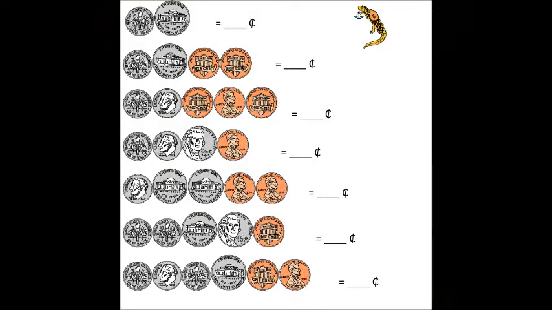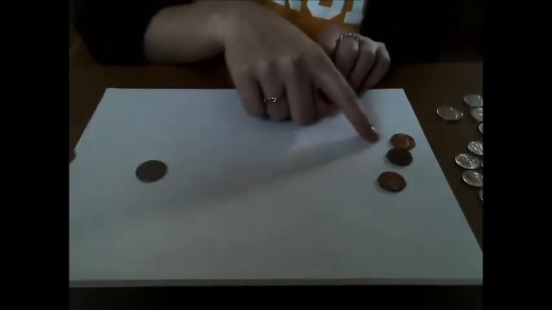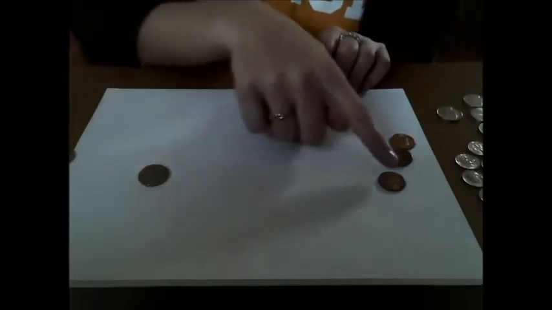So let's say I have a nickel and then 3 pennies. So I like to start with the largest amount, so that would be the nickel here. Nickel's worth 5 cents. We have 5. Pennies are worth 1 cent each, so you're going to add 1. So 5 plus 1 would be 6, 7, and 8. So I have 8 cents here.